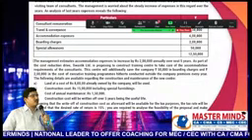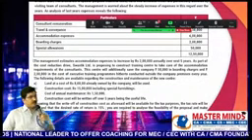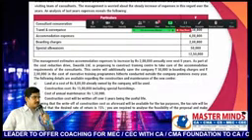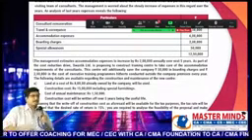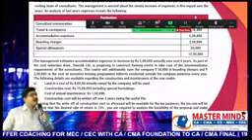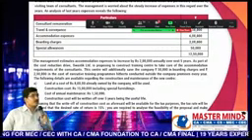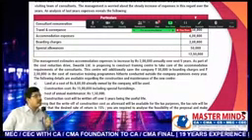Tax at the rate of 50%. Wonderful. Deduct tax at the rate of 50%. Deduct it. What are you going to get? Profit after tax. Now you need to add back depreciation.